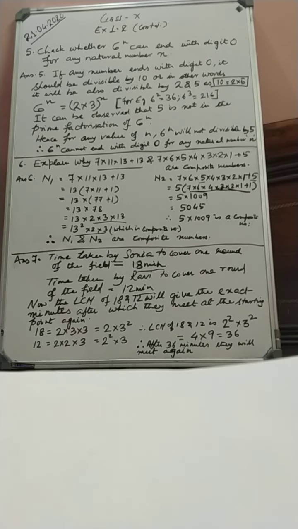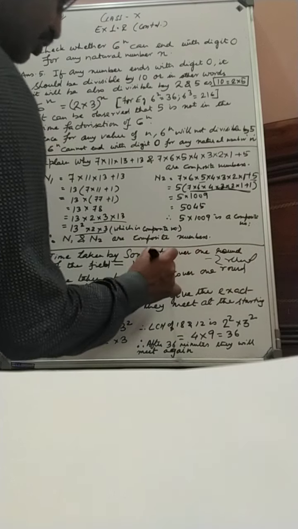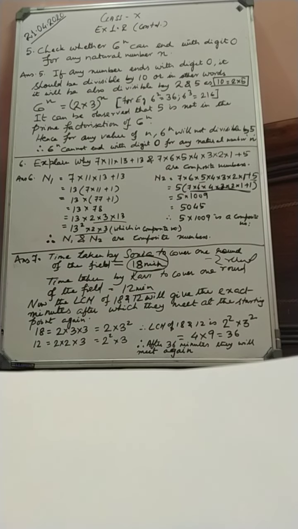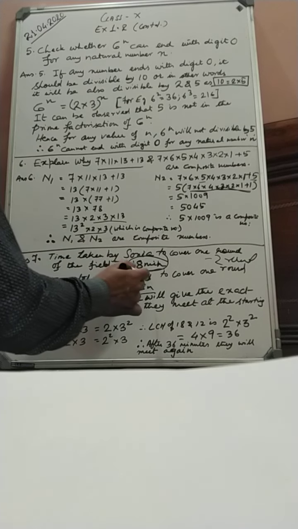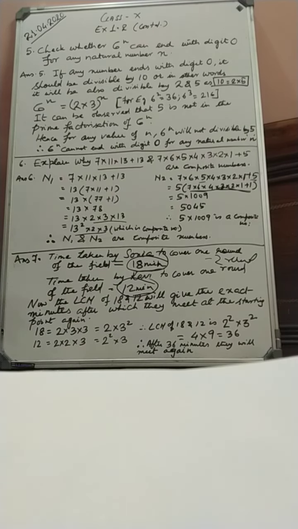That is, 2 square is 4 and 3 square is 9. 4 nines are 36. So after 36 minutes they will meet each other. After 36 minutes, how many rounds is Sonia going to make? Sonia is going to make 2 rounds, because Sonia takes 18 minutes. And Ravi will make how many rounds? Ravi will make 3 rounds, because Ravi takes 12 minutes to make 1 round. Okay, thank you so much.